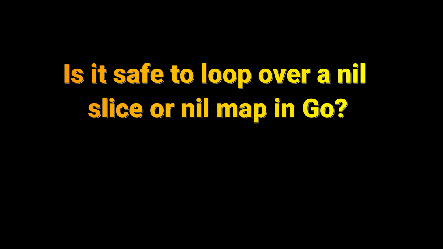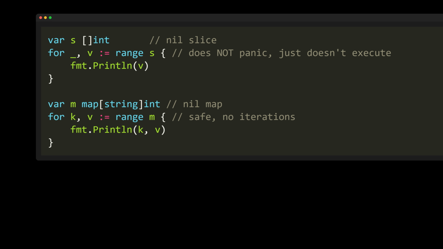Is it safe to loop over a nil slice or nil map in Go? Yes, it is completely safe. If you use a for range loop on a nil slice or nil map, it does not cause a panic. The loop simply does not run any iterations.